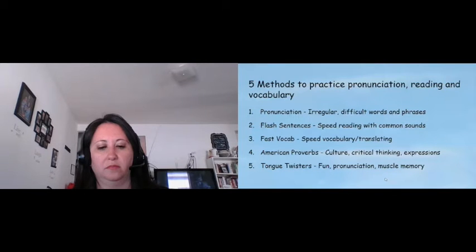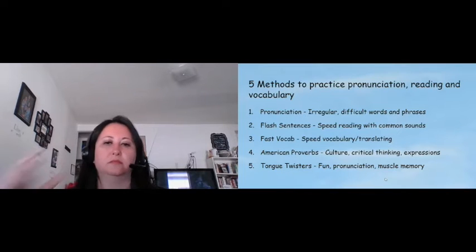And the American Proverbs. What do we want to do with those? We want to talk about culture and what they mean to a culture, figure out what they mean first, and incorporating critical thinking in that, and look at the expressions that are involved in many American proverbs. But most importantly, we want to get students talking about the proverbs that they grew up with, or their language, or their country, or their culture.